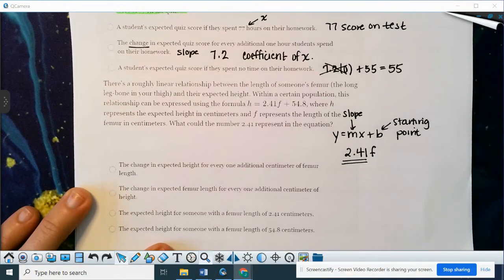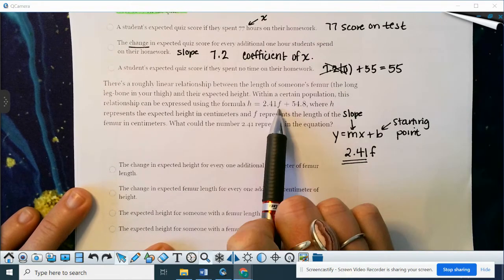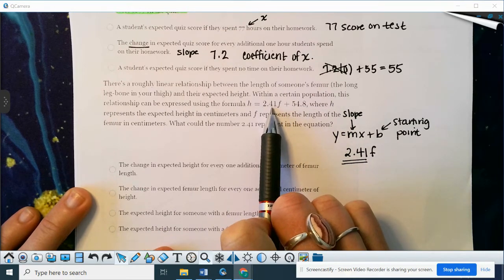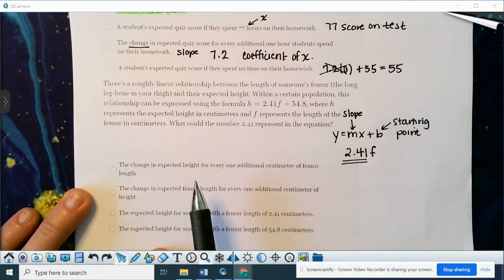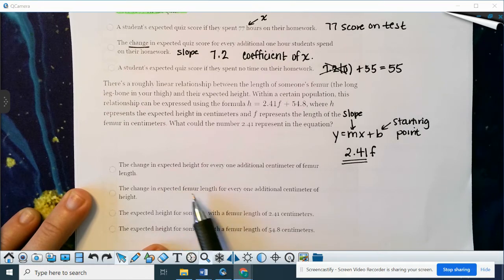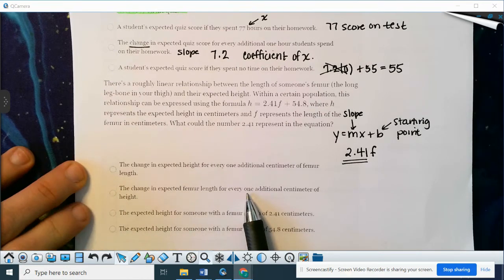So as it goes up, for every centimeter of your femur, it's going to go up 2.41 centimeters. So the change in expected height for every 1 additional centimeter of femur length. Yep. The change is expected. The change in expected femur length for each 1 additional centimeter of height.